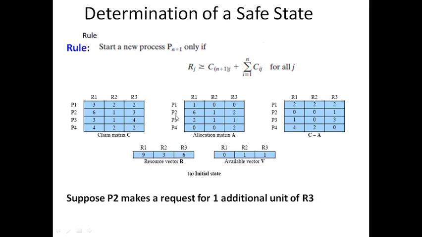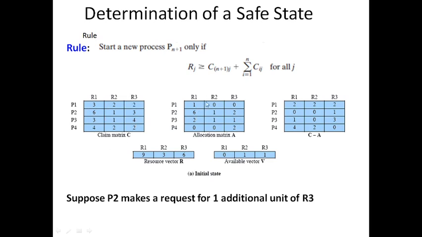I think this should clear even if you have got some doubts not yet cleared. So we have got an actual claim matrix. What you infer from this matrix is that P1 needs 3 instances of R1, P1 needs 2 instances of R2, similarly 2 instances of R3. Similarly, all the 4 processes have different demands.